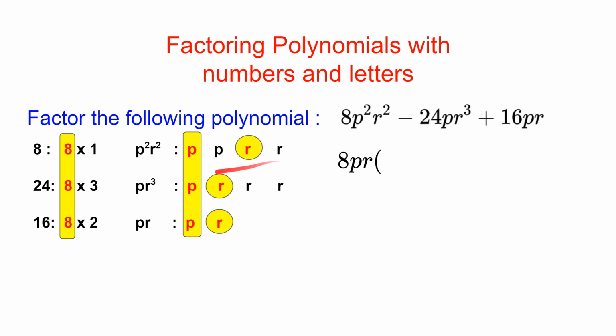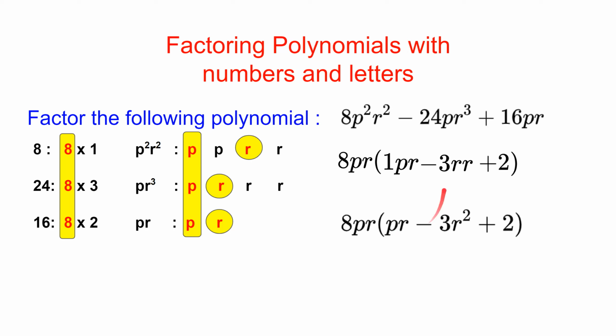What's left on the first one? Well, what's left is 1 and a p and an r. So 1 p r. What's left on the second one? Well, 3 r and r, with a minus sign. And the last one, plus sign, and what's left is 2 because there are no letters left. Now if you want to simplify it further, you don't have to put the 1, so it just stays p r. The r times r turns to r squared, and there's a plus 2. So this is the answer, the factored form of this original polynomial.